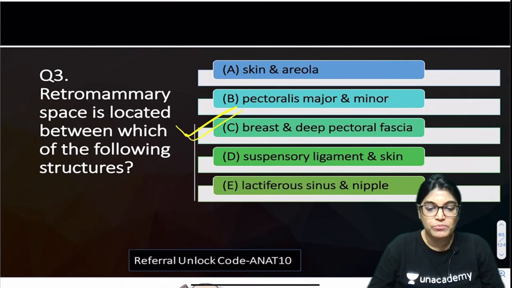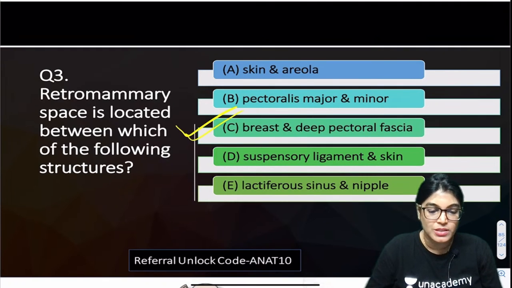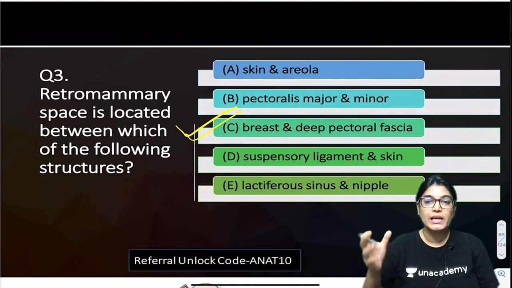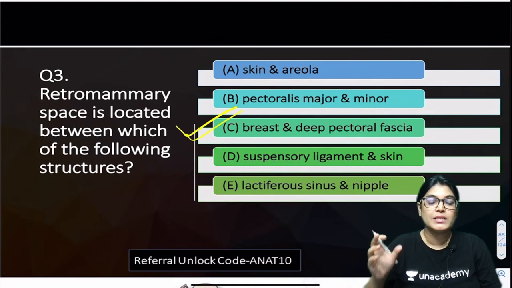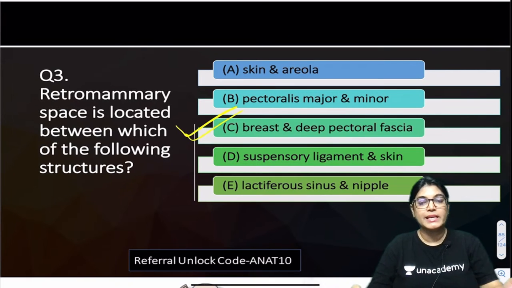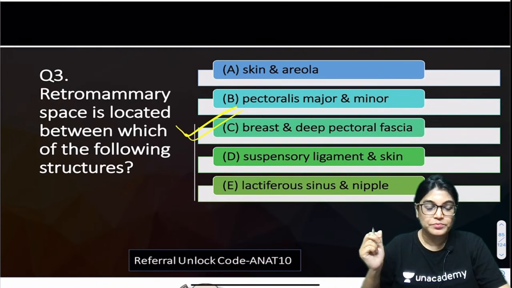What is the clinical importance of this? Actually, this is the site where breast implantation is done because it is away from the major nerves and structures which support the breast. So this site is often utilized for putting breast implants. In certain cases of mammary breast cancer, we have to remove the breast gland, so we put an artificial breast there.